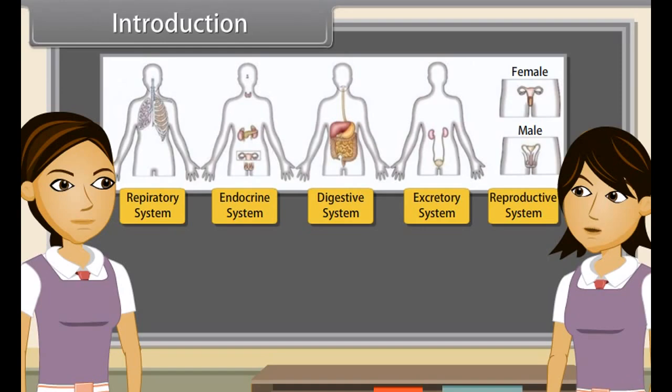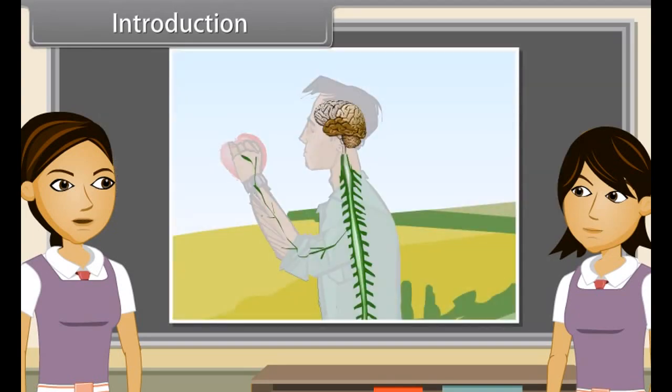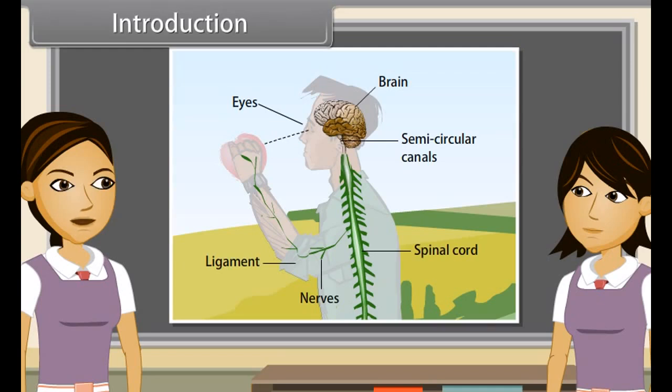In other words, we can say that all the organs of a system coordinate with each other so that the system can work properly. Coordination is the working together of the various organs in a systematic manner so as to produce a proper reaction to the stimulus.